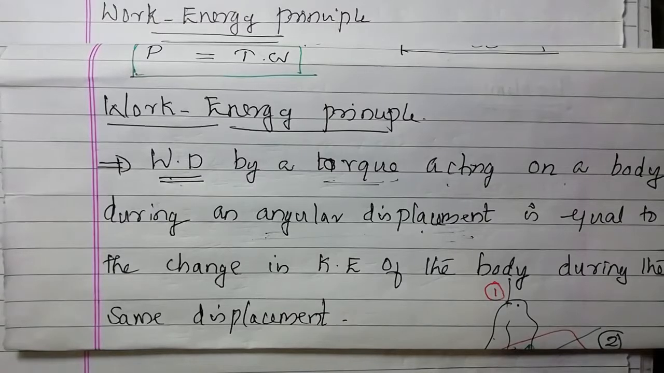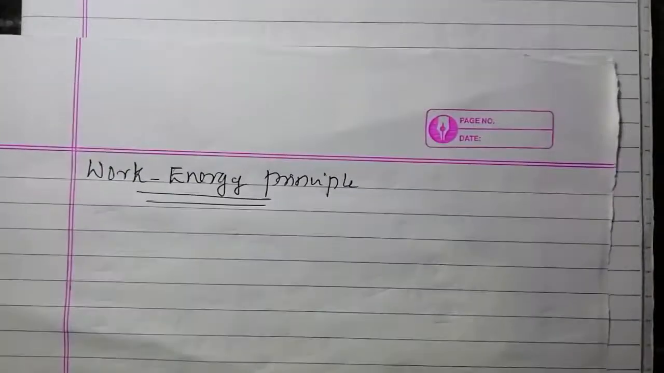That means the kinetic energy at the final position minus the kinetic energy at the initial position. This is what is called the work energy principle.